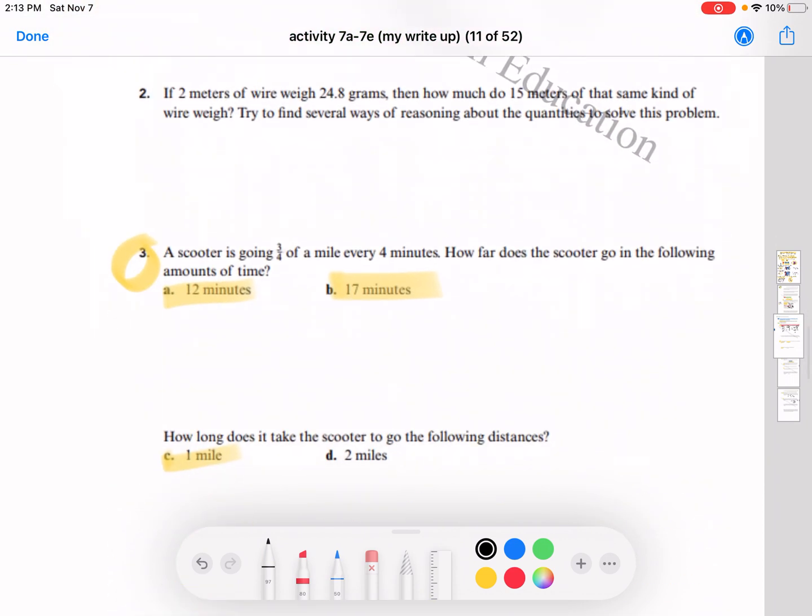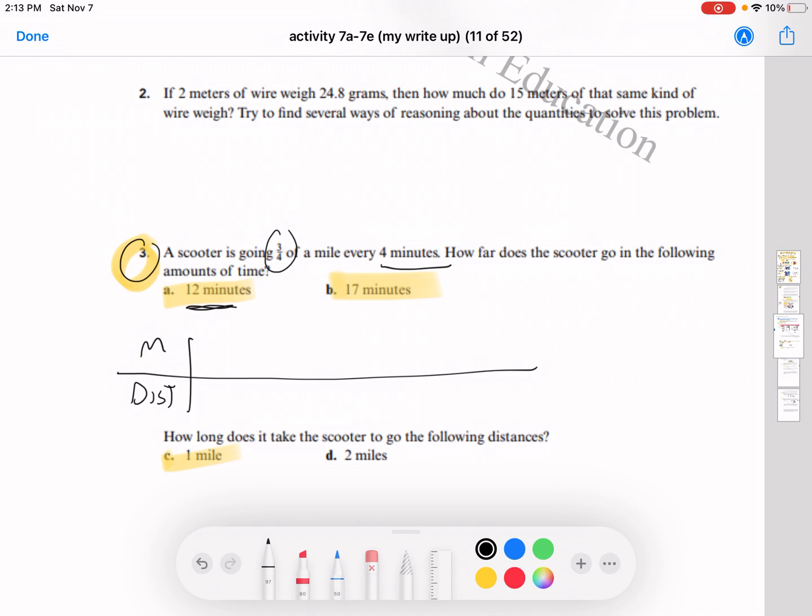All right, so let's look at this next one that we're going to take a look at. Number 3. It says a scooter goes 3/4 of a mile in 4 minutes. How far does the scooter go in 12 minutes? Well, we could do what? Minutes and distance. And so we already know that in 4 minutes we go 3/4 of a mile, so double that.